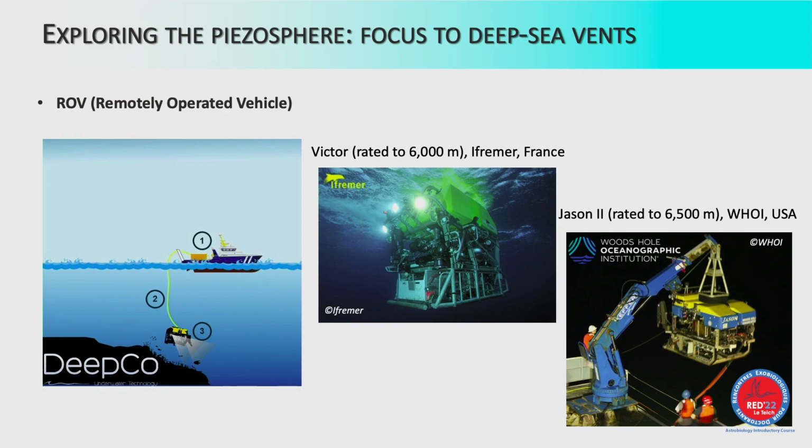But to go deeper, you can use ROVs, remotely operated vehicles. You have the boat here, relayed with a cable. This cable is connected to the vehicle, and it gives it energy, but also transfers all the information between the vehicle under the sea and the boat. In France, we use Victor, which can go down to 6,000 meters, and in the US it is Jason.